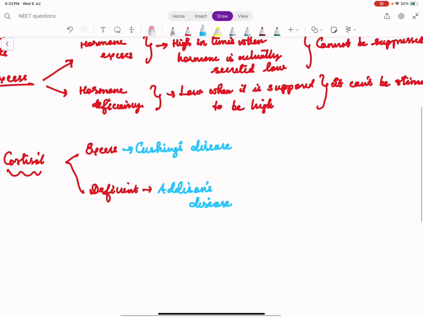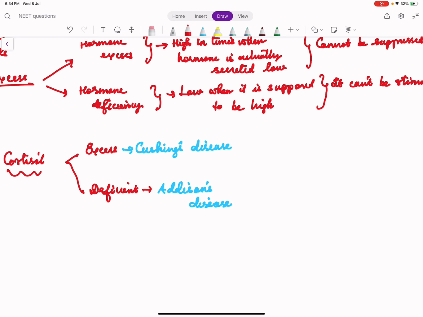So when do you say it is actually high? Normally, cortisol follows a circadian rhythm. Cortisol being the stress hormone, it is high during the daytime and it is low during the midnight. So it is high during the daytime, around 8 a.m., and it is low during the night time, around 11 to 2. We'll take it as midnight 12.